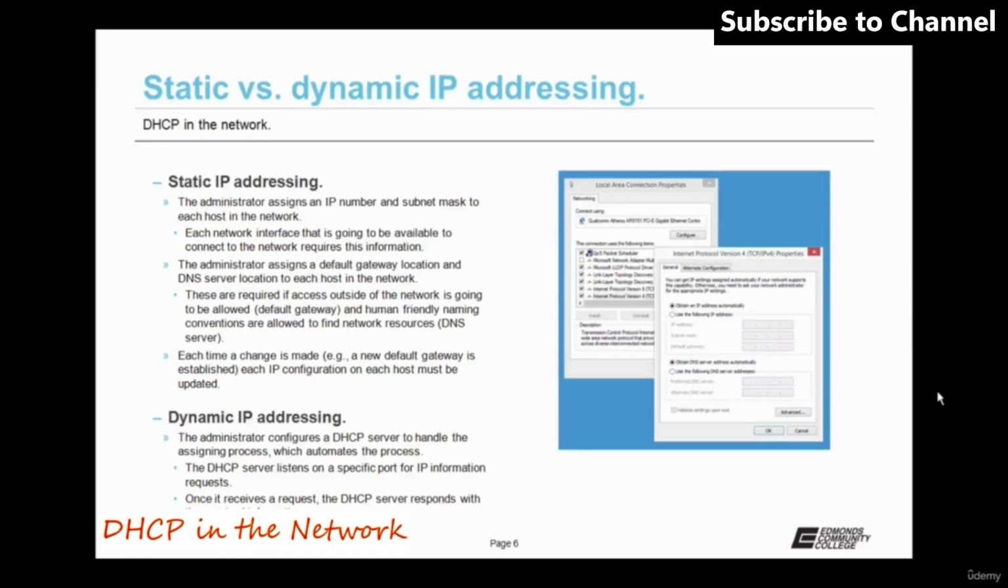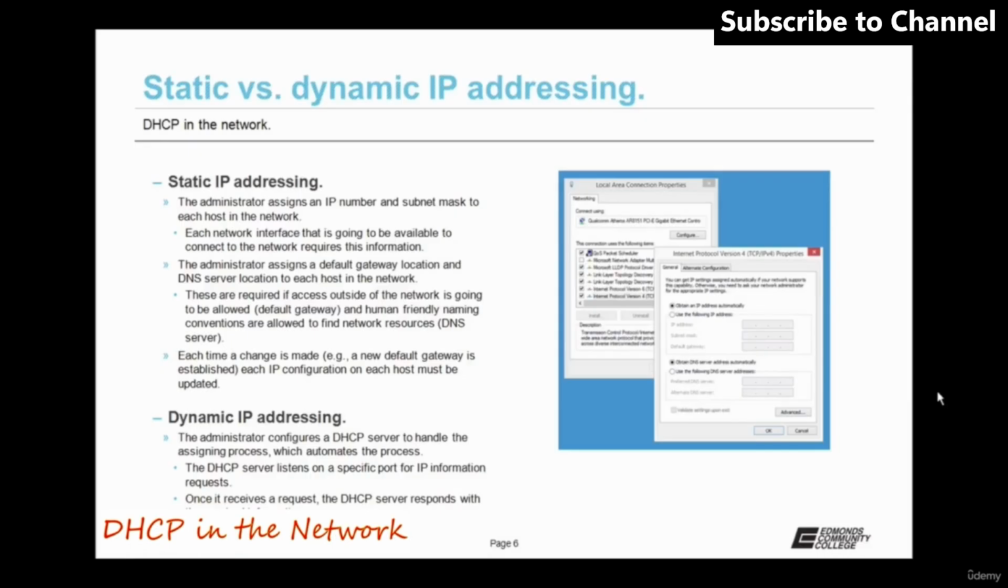Each network interface that is going to be available to connect to the network requires this information. The administrator also assigns a default gateway location and DNS server location to each host in the network. Now, these settings are required if access to outside networks is going to be allowed. That would be through the default gateway. And if human-friendly naming conventions are going to be allowed, that way you can more easily find network resources, and that would be through a DNS server.